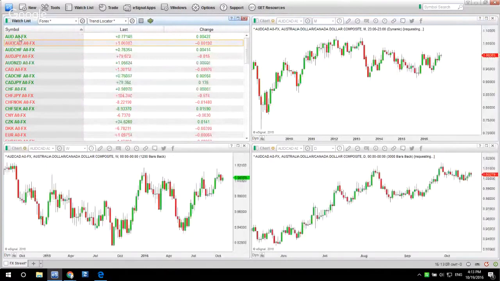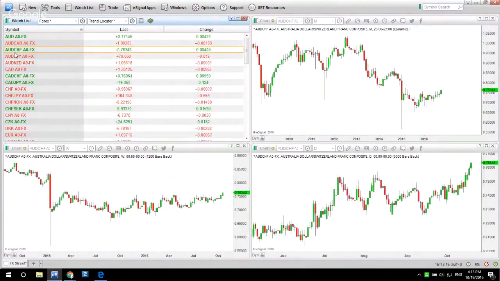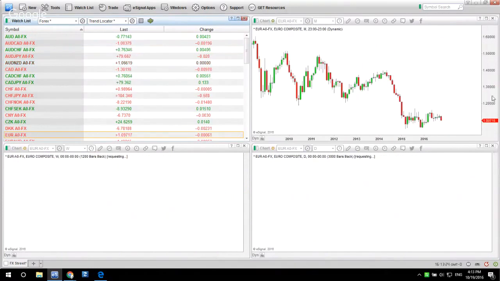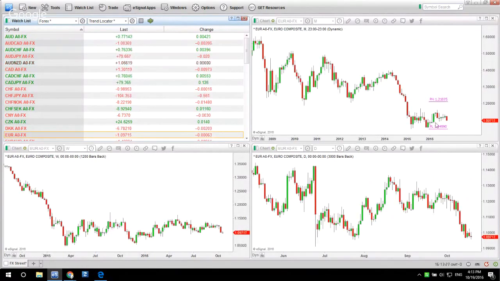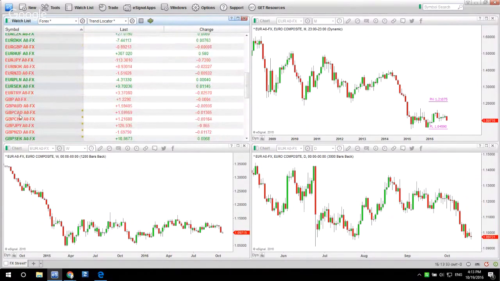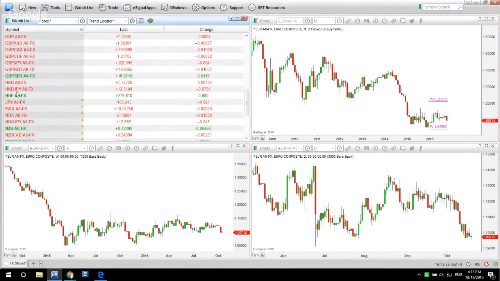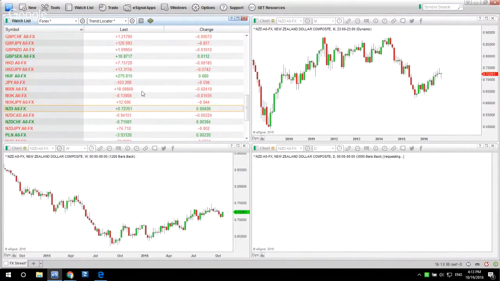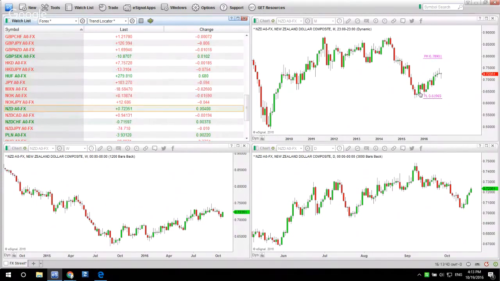So the first one was the Aussie dollar, US dollar. We're now looking at the Aussie dollar, Canadian dollar. You can see it's inside the pink lines. I'm not interested. If I go to the Aussie dollar Swiss franc, it's inside the pink lines. I'm not interested. Let's look at the euro dollar. The euro dollar is inside the pink lines. I'm not interested. Let's go through to the New Zealand dollar, US dollar. It's inside the pink lines. So you can see that by knowing which currencies are inside the pink lines, I can dismiss them.